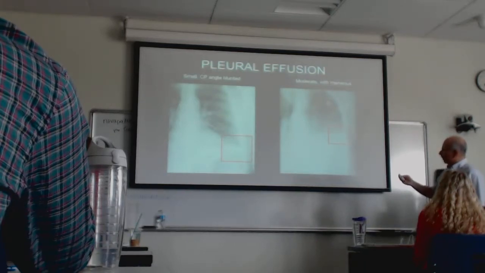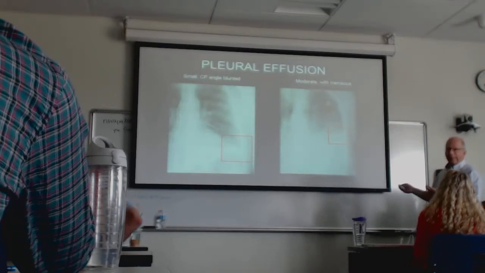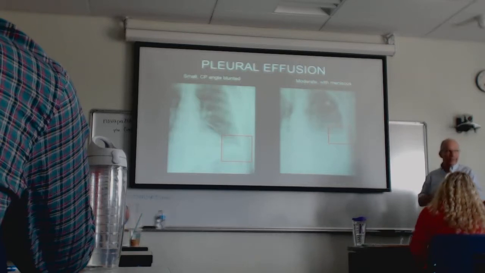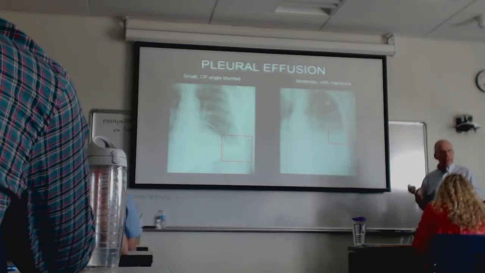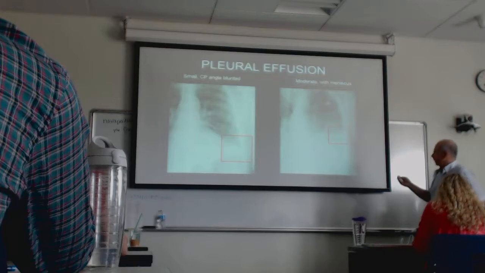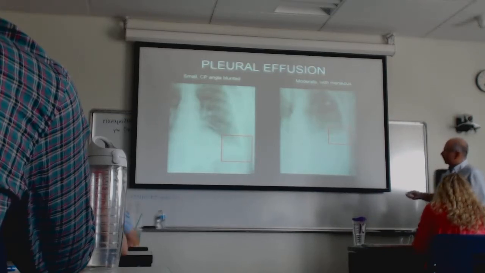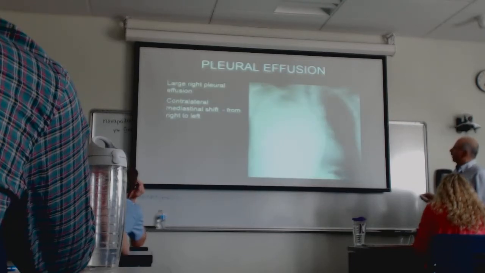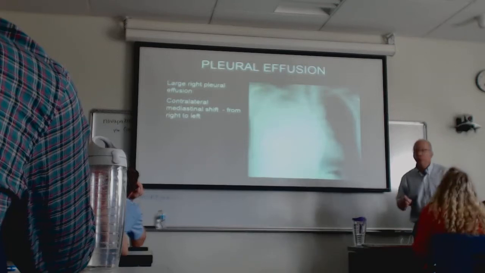So here we see that sharp angle is gone on the left, and here you can see that meniscus, where the pleural fluid is sitting in the pleural space. It's not in the lung. Remember, it's not in the lung. It's in the potential space around the lung, okay? And so here you can see that meniscus, and here you can see the costophrenic angle is blunted. Now, here's a pleural effusion on the right side that's huge.